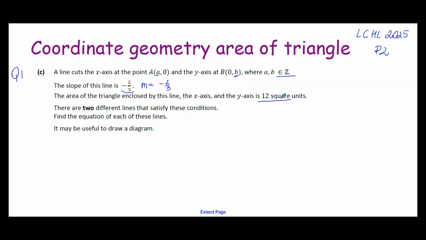Now, not only when I'm doing coordinate geometry, but when I'm doing anything, I very often like to do the drawing. And they're actually saying it might be useful to draw a diagram, okay? There are two different lines that satisfy this condition. Find the equation of each of these lines. So basically, I'm looking for the equation of a line. So I know that for the equation of the line, either I have a slope, isn't it? Because I actually do have a slope of that line.